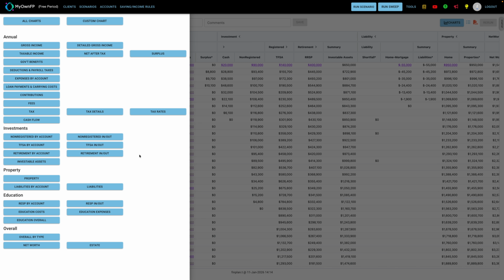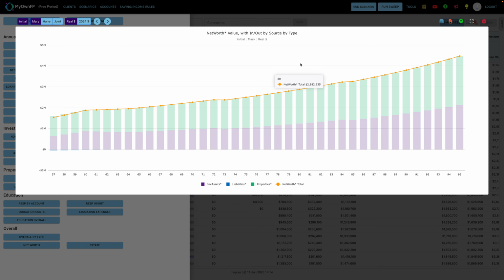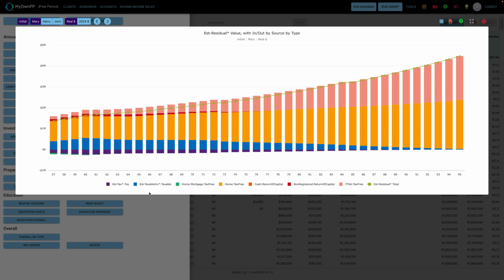So that is overall by type. Our net worth shows you just the overall investable assets, liabilities, and properties. Those are your main three categories. And so that is very similar to what we've shown in some other reports. And our estate, at the end of the day, shows what comes into your estate, for example.